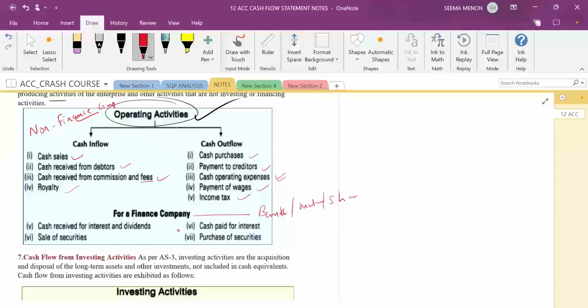For them, if they receive any interest or any dividend, that will be considered an operating activity. Interest received and dividend received, because that is their regular income. For example, a bank will provide a loan. So what is their regular income? Interest they will receive. For example, if they are in the share broker business, they purchase the shares and get the dividend.